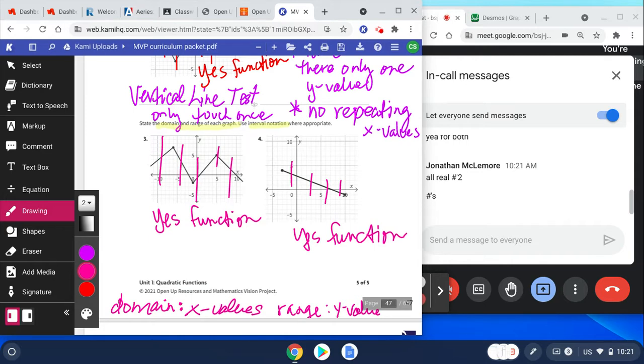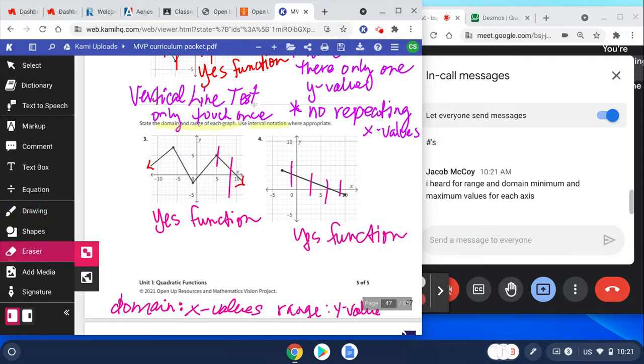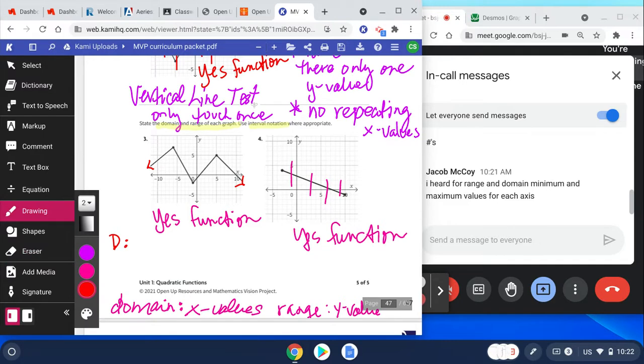Okay, good, Jonathan. I'm glad you brought this up. On number 3, for some students, it's not clear. When our packets do not give us a dot, these are going on forever. Can you guys draw little arrows at the end of that? For sure, draw those arrows. And so like Jonathan said, exactly, Jacob, minimum and maximum values for each axis. Exactly. So to say this first function, number 3, is going to infinity to the left and infinity to the right, I would say that the domain, as Jonathan said, is all real numbers.